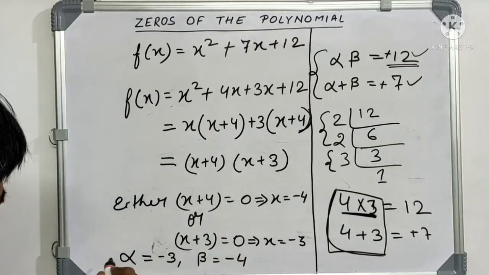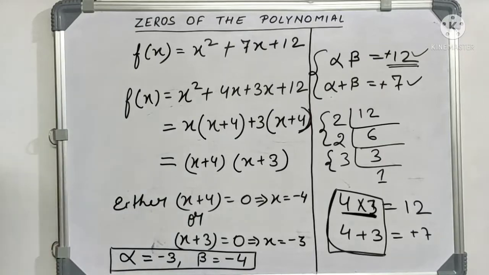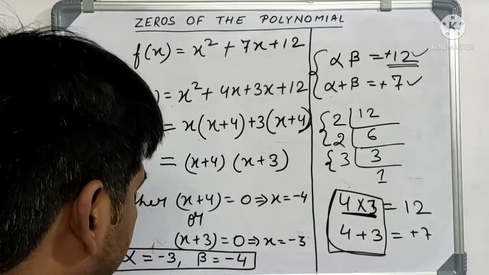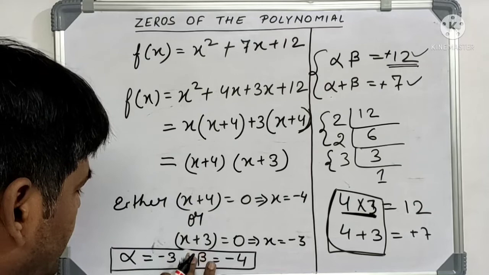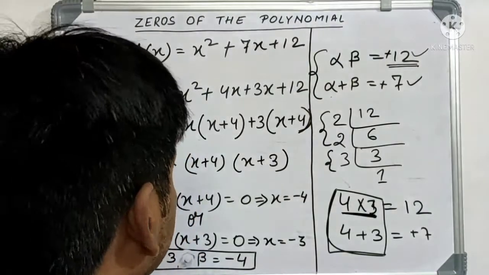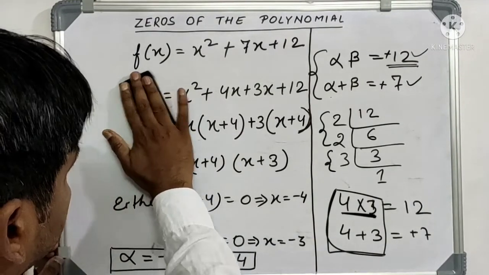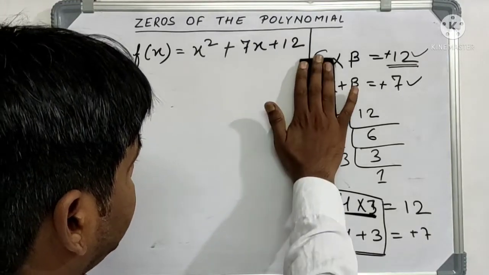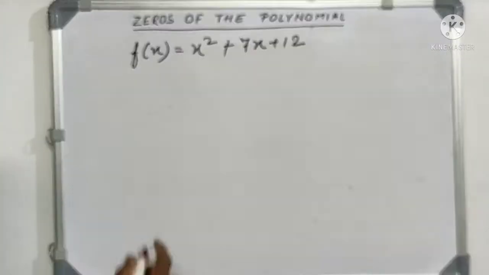Now keeping this in mind, this is the value for the zeros. Alpha is equal to minus 3 or beta will be equal to minus 4. This is either of the cases: either alpha will be equal to minus 3 or beta can be equal to minus 4. Now let us verify whether these values are being verified appropriately with respect to the concept that we have discussed.